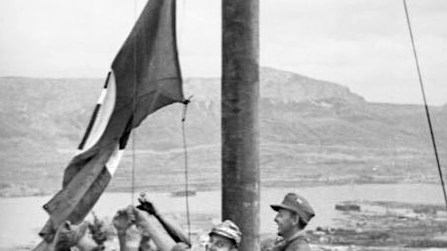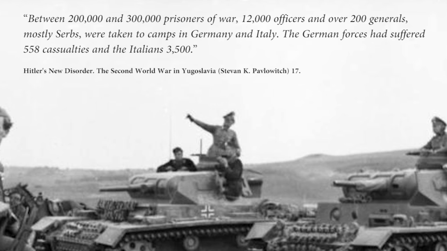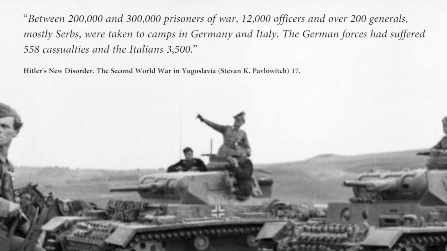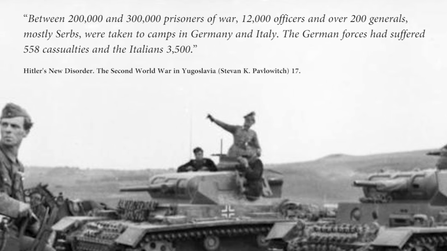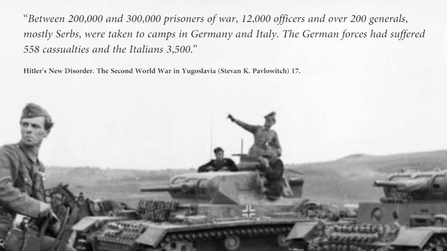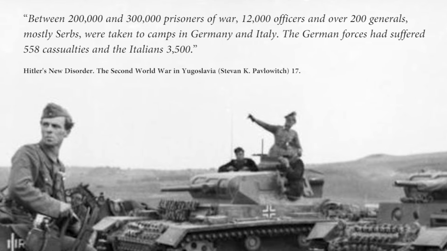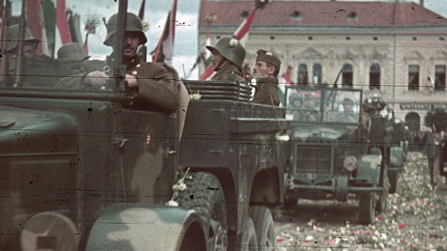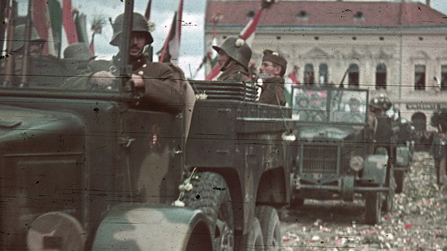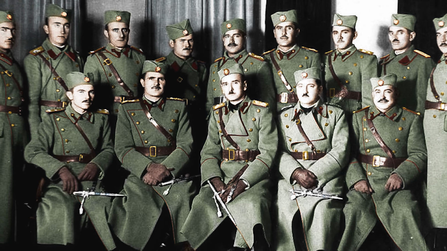An armistice was signed on the 17th of April. The campaign had lasted 12 days. Between 200 and 300,000 prisoners of war, 12,000 officers and over 200 generals, mostly Serbs, were taken to camps in Germany and Italy. The German forces had suffered 558 casualties and the Italians 3,500. The Hungarians had around 350 casualties, dead and wounded, and I read that the interned Yugoslav soldiers who were Jewish did survive the war. With minimal losses, the Axis powers had taken down the Kingdom of Yugoslavia.